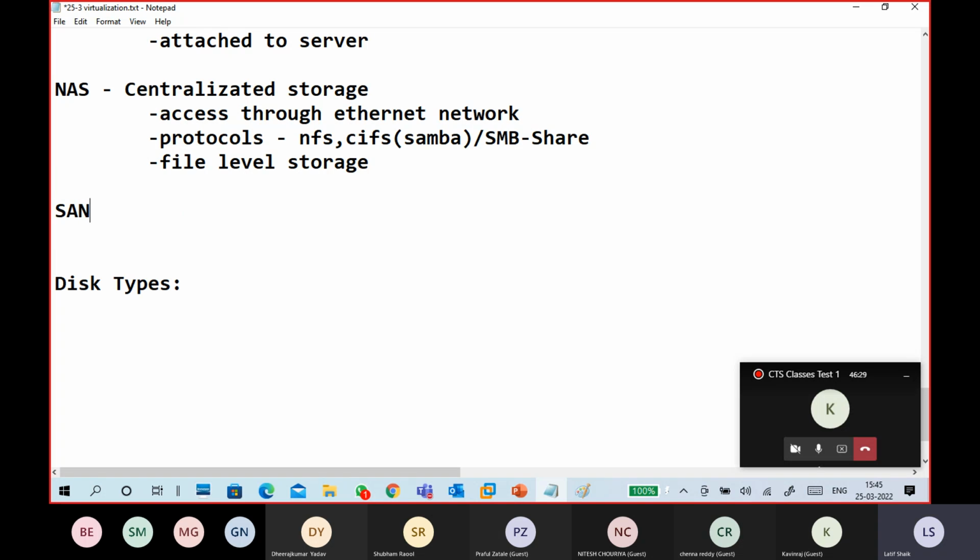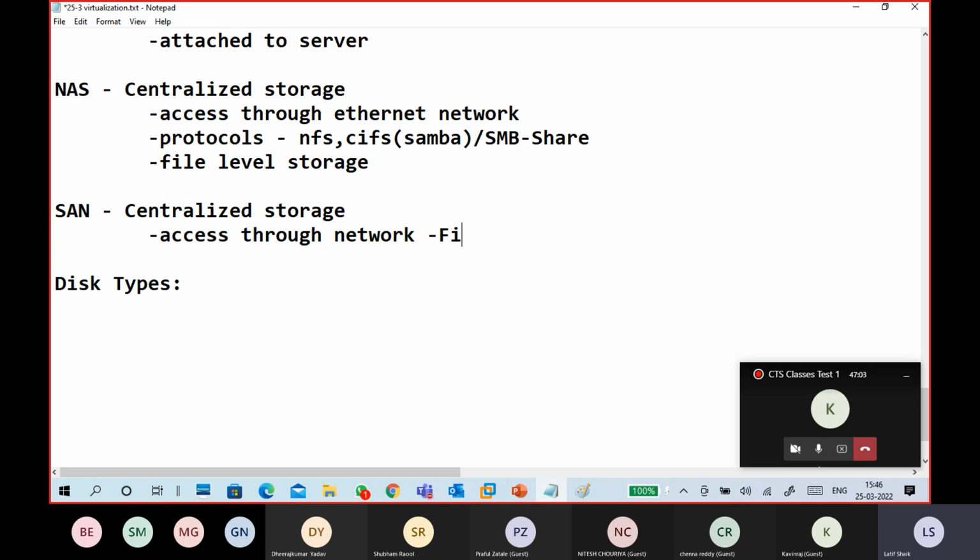Next, SAN is very important in the industry. SAN storage is also a centralized storage. You can access the same thing through the network, but this time we use Fiber Channel. FC through the network, a Fiber Channel, and we use protocols like Fiber Channel protocols or iSCSI protocols to access it.